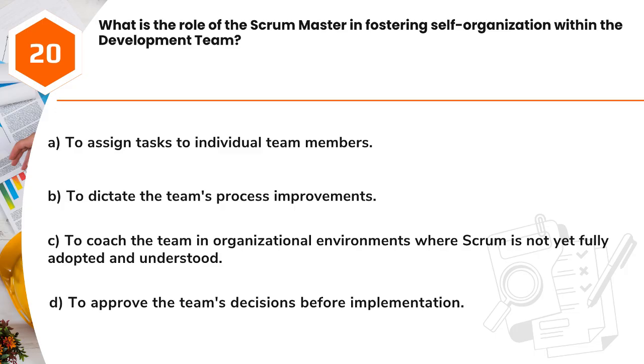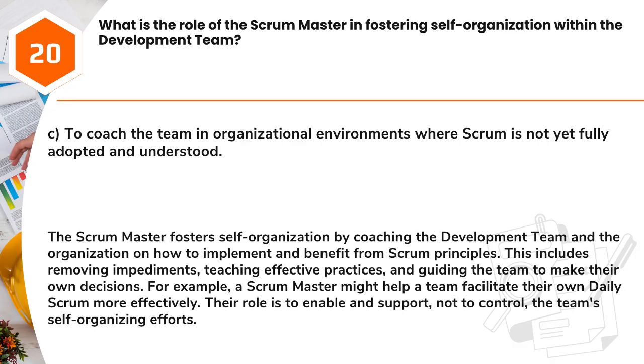Question 20. What is the role of the Scrum Master in fostering self-organization within the development team? A. To assign tasks to individual team members. B. To dictate the team's process improvements. C. To coach the team in organizational environments where Scrum is not yet fully adopted and understood. D. To approve the team's decisions before implementation.